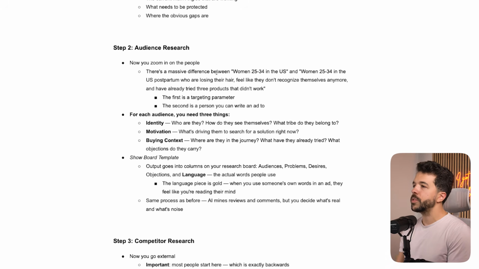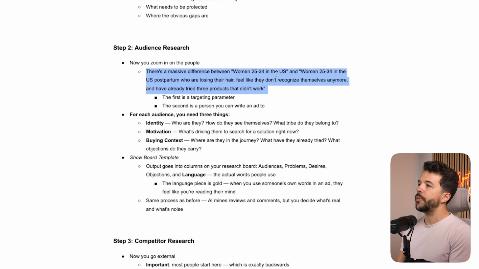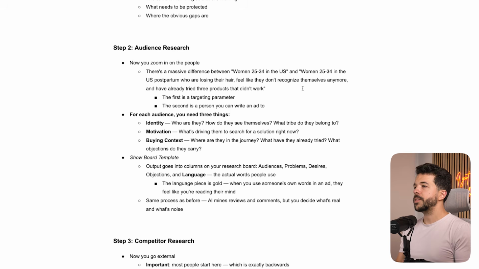One of the most important things when we talk about the audience is that there's a massive difference between women 25 to 34 in the US and women 25 to 34 in the US postpartum who are losing their hair, feel like they're not recognizing themselves anymore, and have already tried 3 products that didn't work. The first one is a targeting parameter. The second one is a person who you can write an ad to.